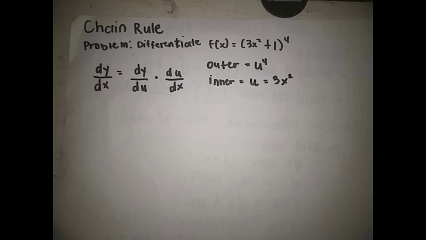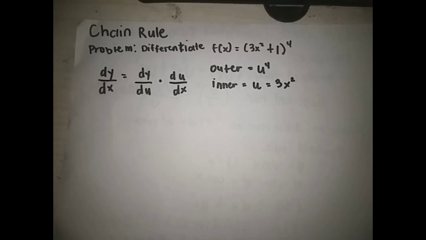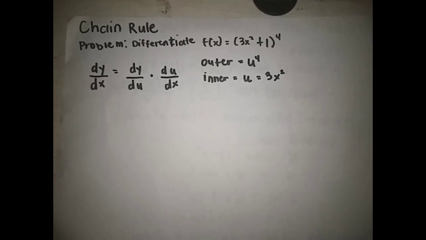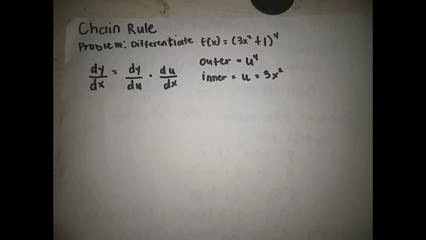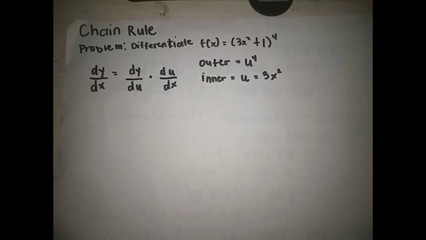Then next, let's apply the chain rule. Multiply the derivative of the outer function by the derivative of the inner function. Then let's simplify.